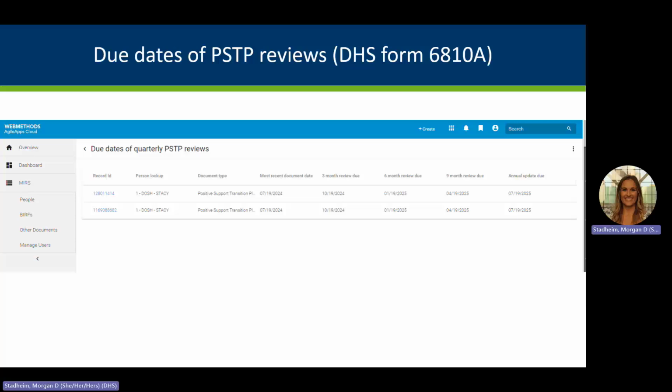This next and final report covered in this training is titled Due Dates of Positive Support Transition Plan Reviews. This is DHS Form 6810A. This report pulls data from submitted positive support transition plans and calculates when quarterly reviews are due. The purpose of a positive support transition plan review is to evaluate data to determine if the support strategies listed in the plan appear to be working. When the due date arrives, service providers should work with teams to complete DHS Form 6810A and then use MIRS to submit that form to DHS within 30 days of the end of the quarter.